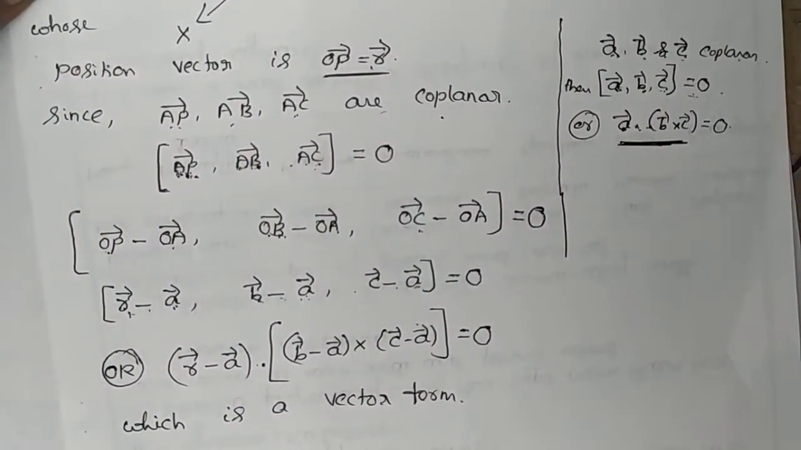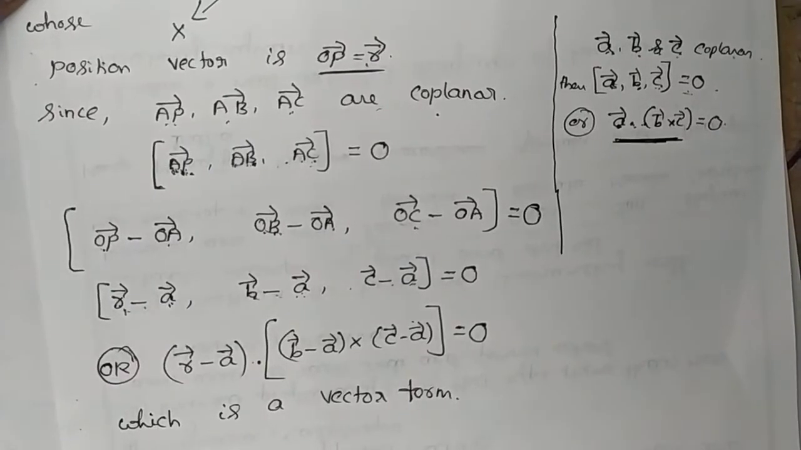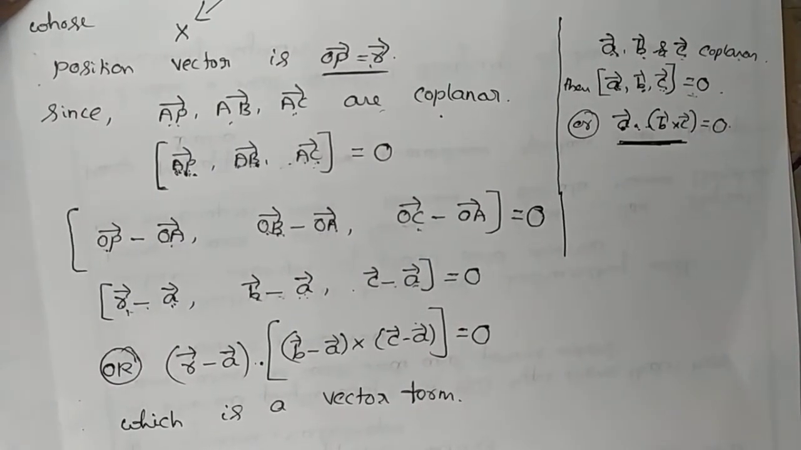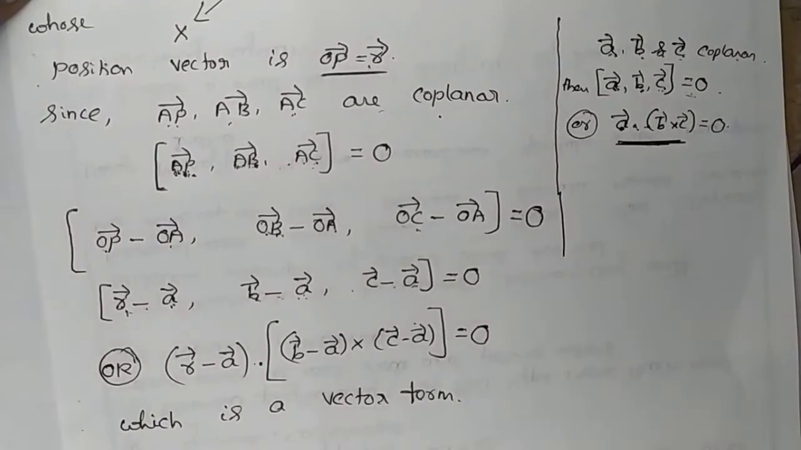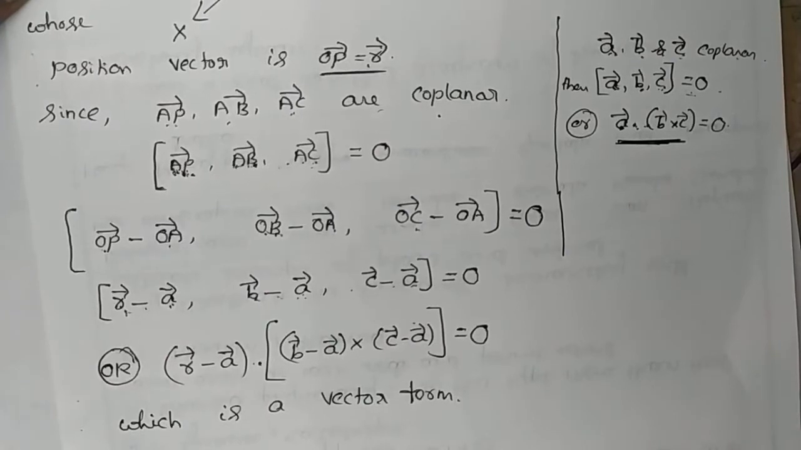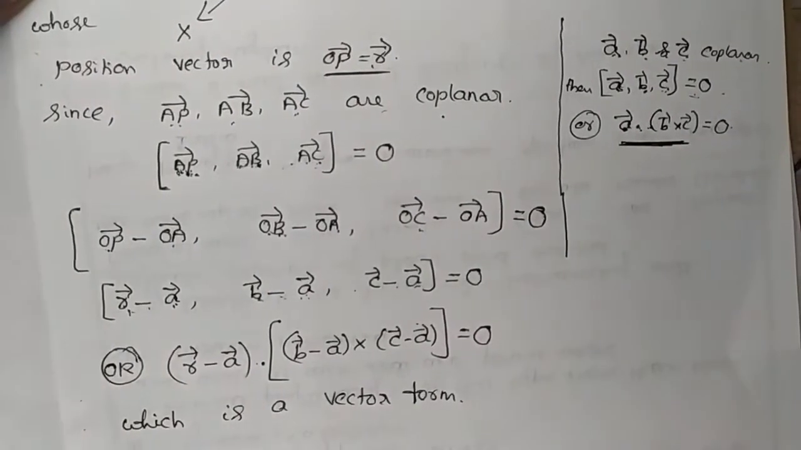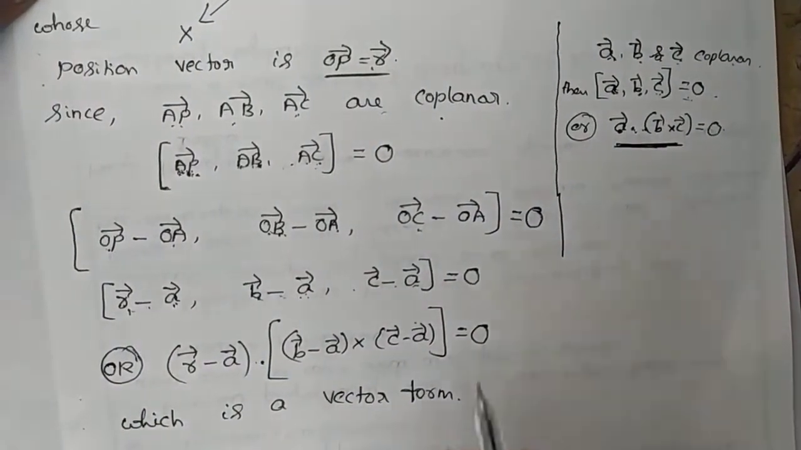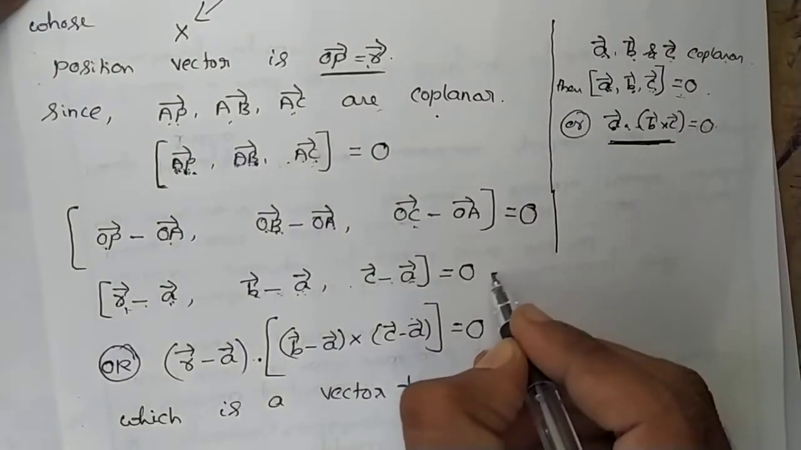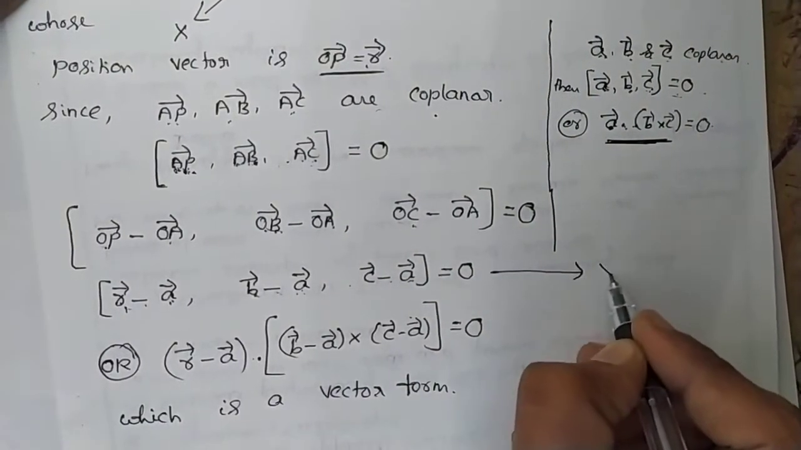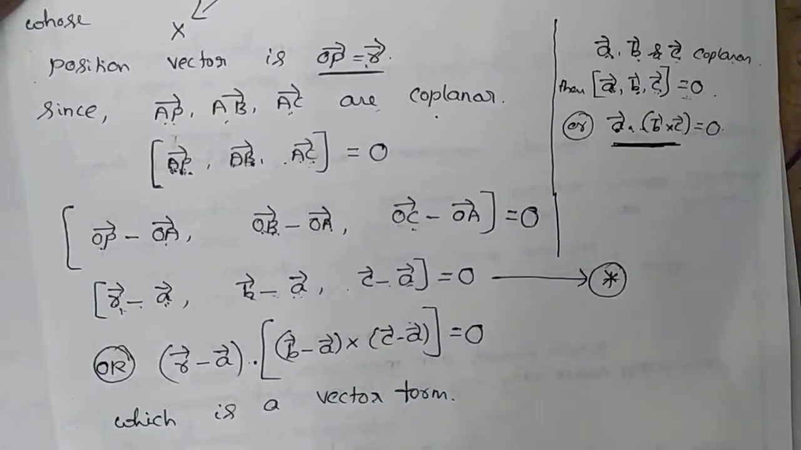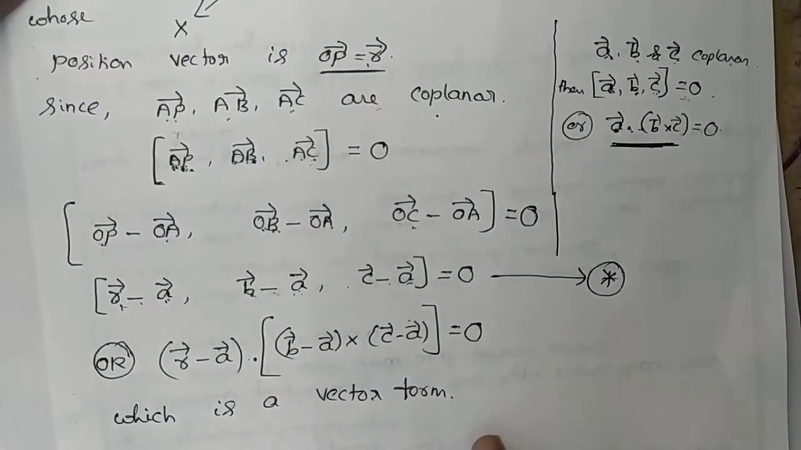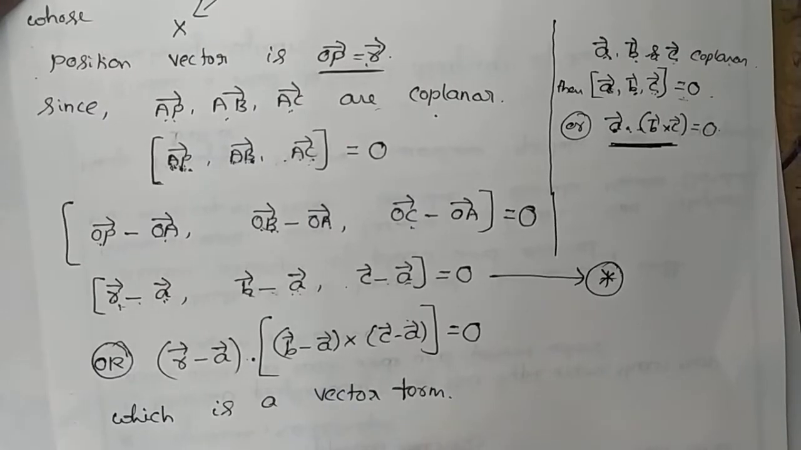It is the derivation of the equation of a plane passing through three non-collinear points. Now we have to find the Cartesian form. Before that, you just take this one as equation star or equation number 1. We have to find out the Cartesian form of this derivation.